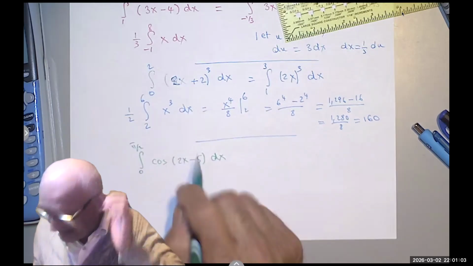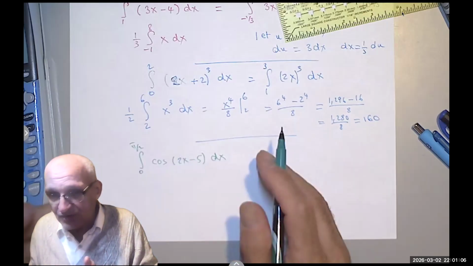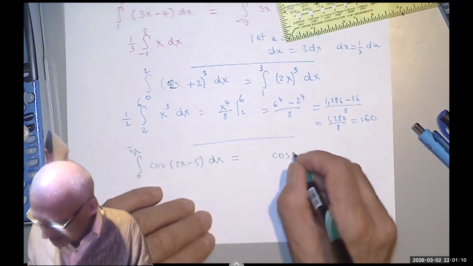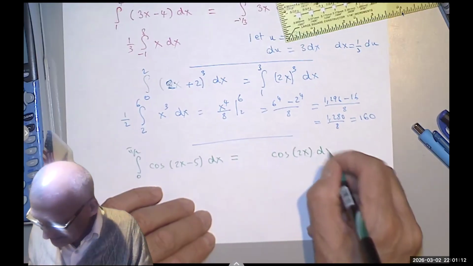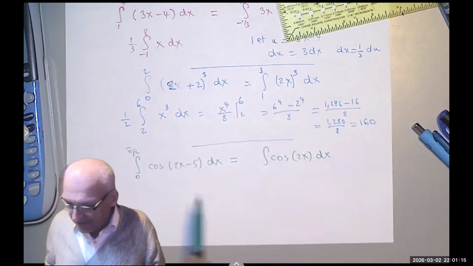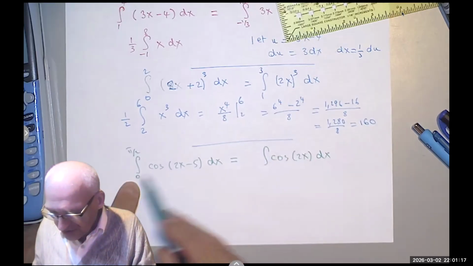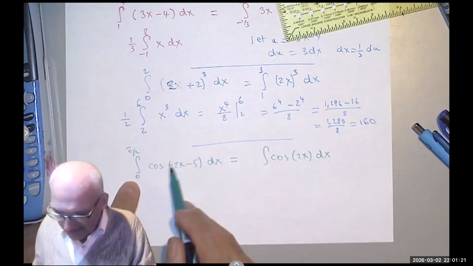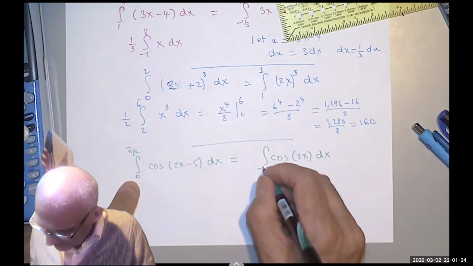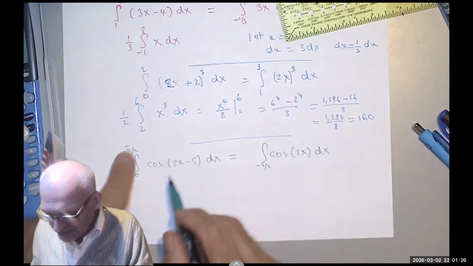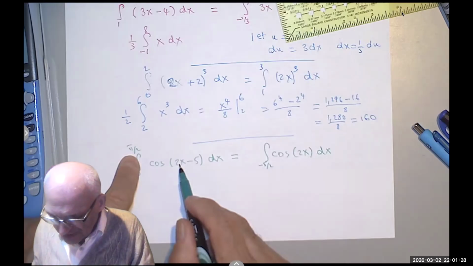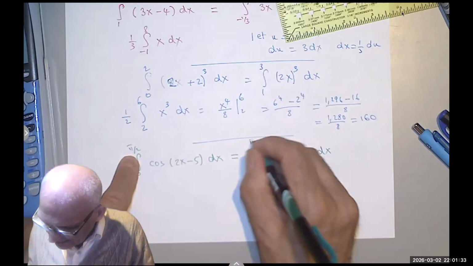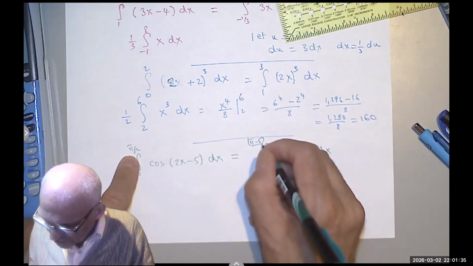Again, as I said, you don't have to do it in 2 steps, but I would say this is equal to the integral of cosine 2x dx. And the integral would be, I'm going to substitute the 0. I get 0 times 2 is 0, minus 5 is negative 5. And then I divide by 2. So negative 5/2. When I substitute pi over 2 times 2 is pi, minus 5, divided by 2. It's pi minus 5 over 2.